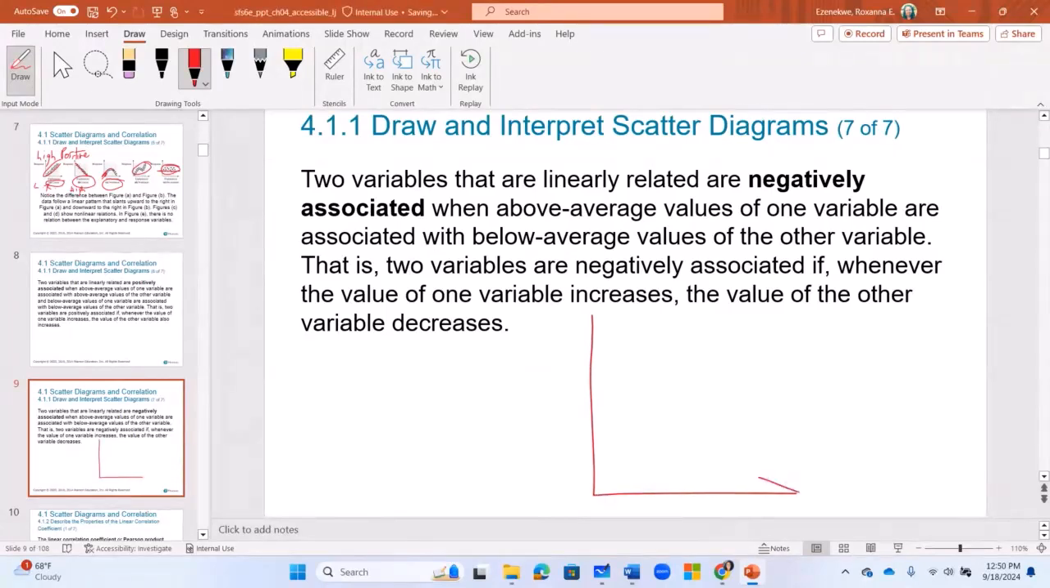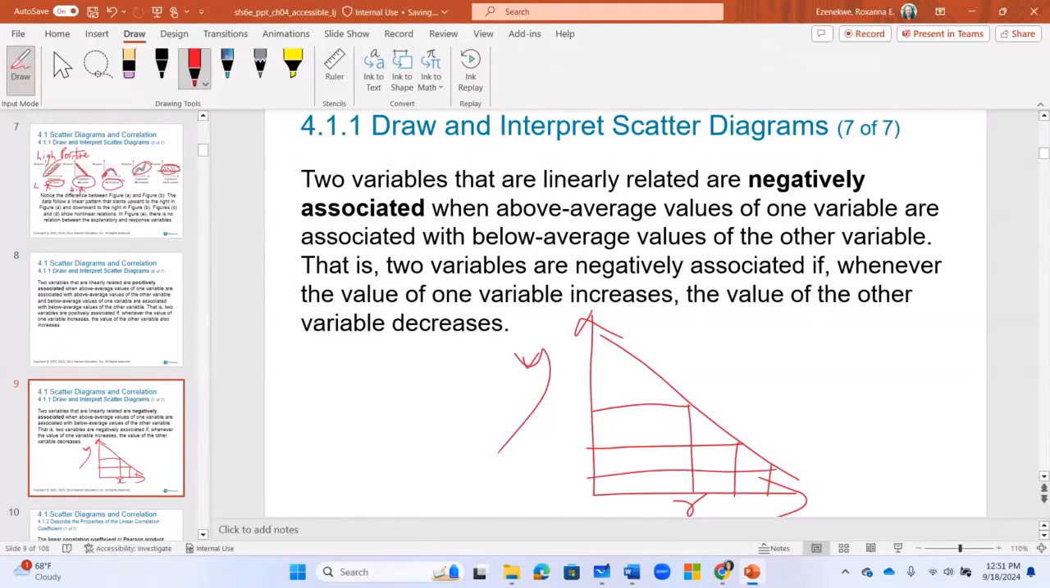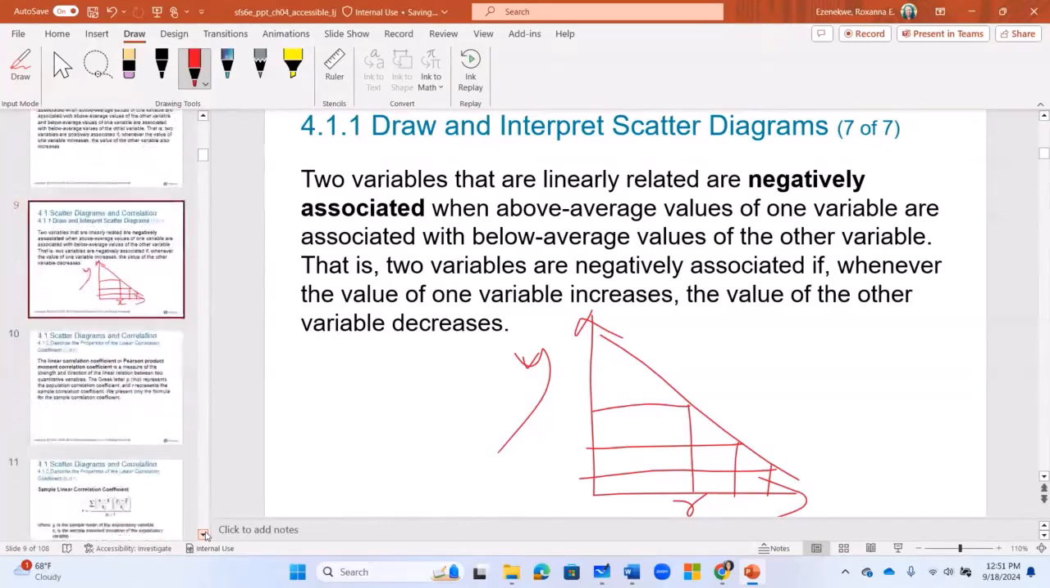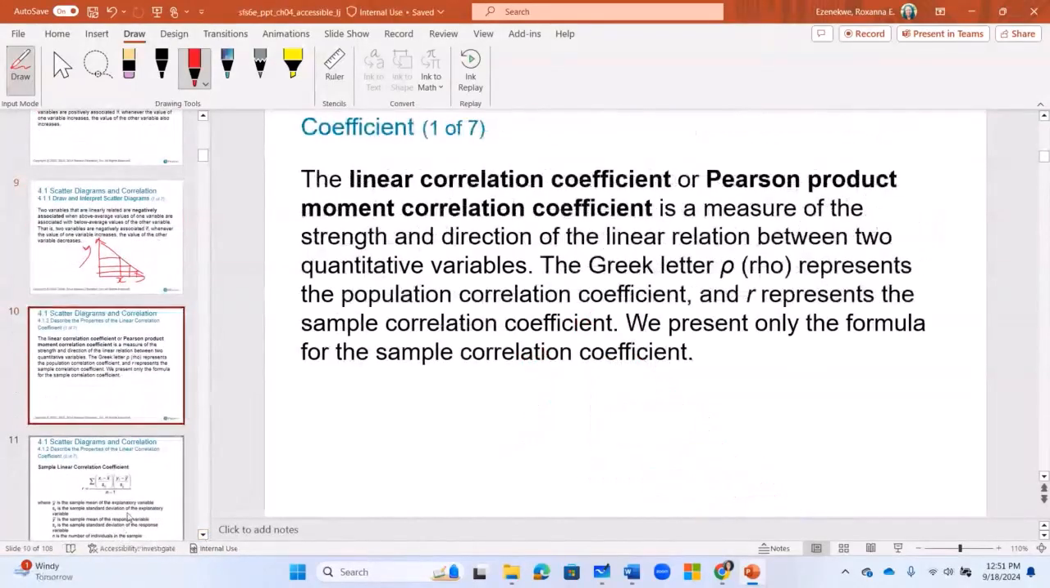For example, suppose this is X, maybe X dollars, and this is Y, and the line of best fit is negative. As the amount of money increases, the Y decreases, see? So if it is money, but it can be any other thing. All right, so we say the relationship is negative. Okay, so we're talking about 4.1, the PowerPoint is 4.1.